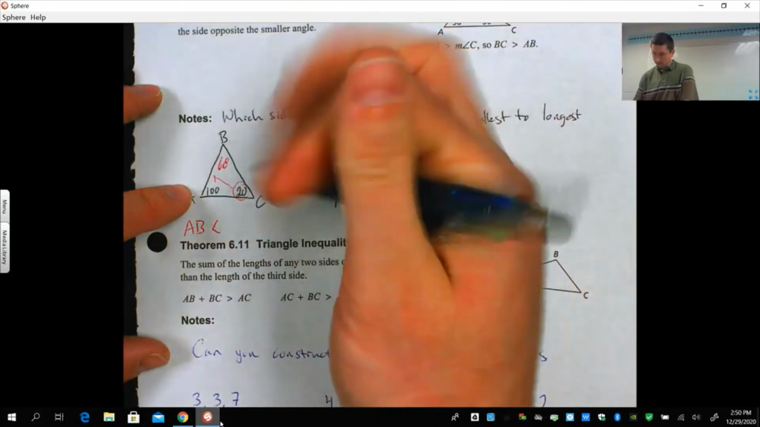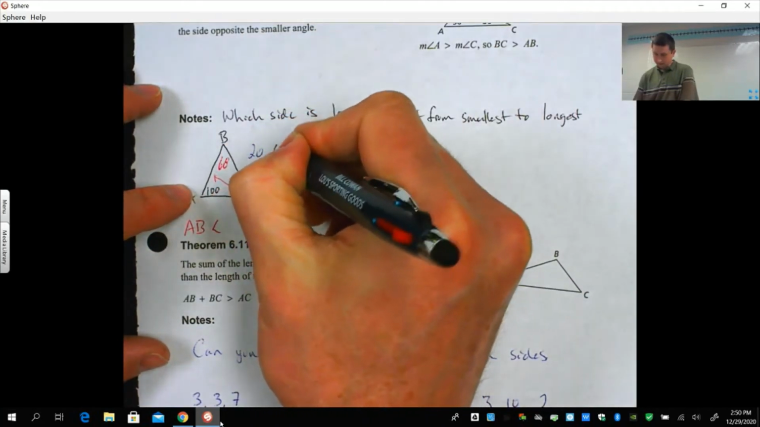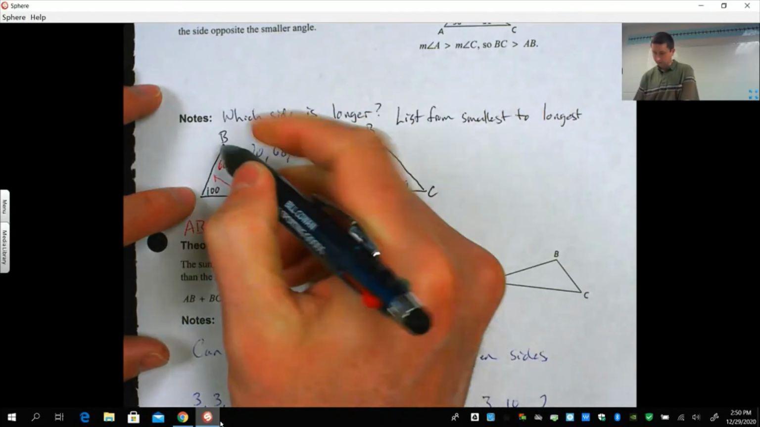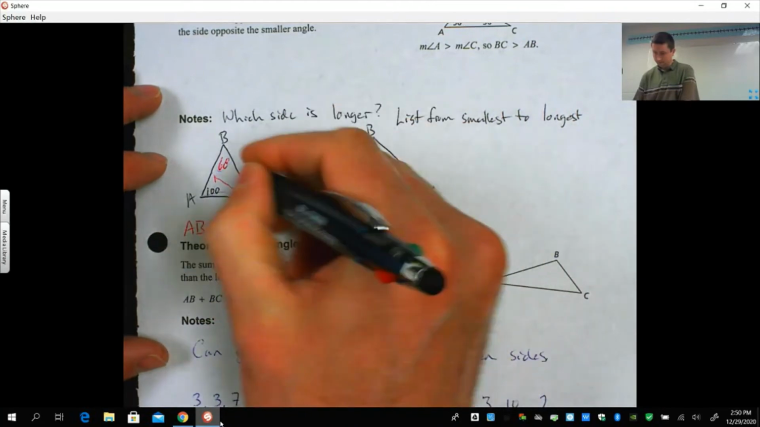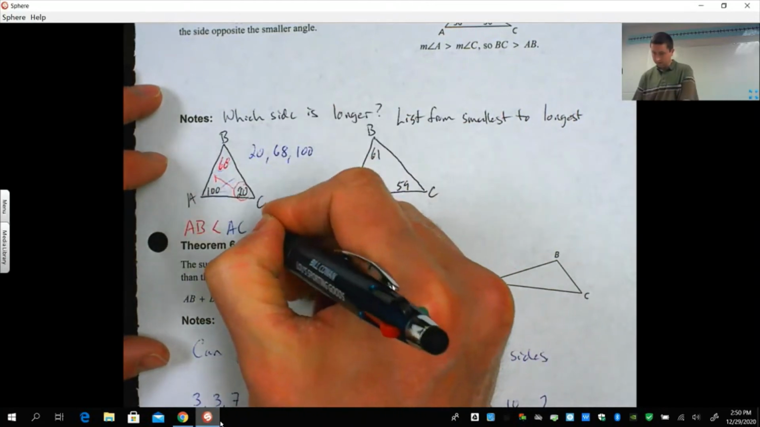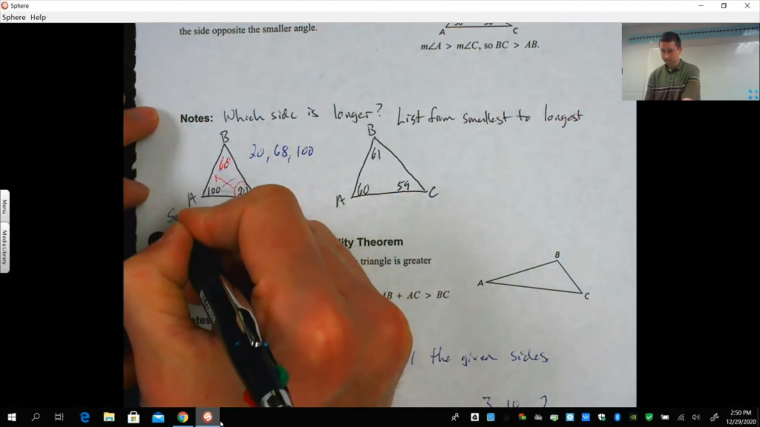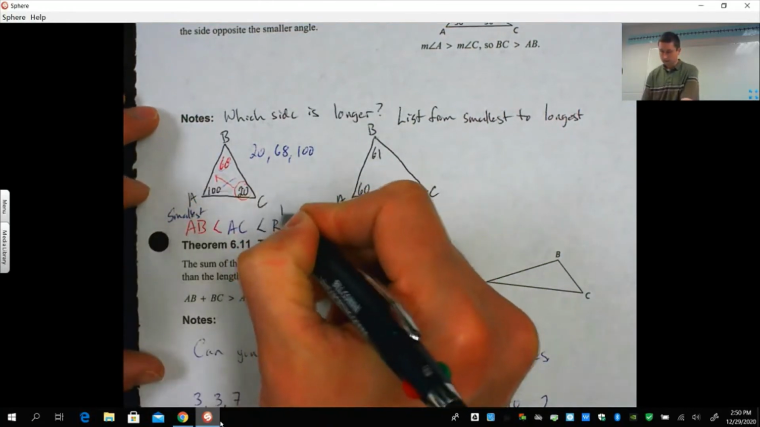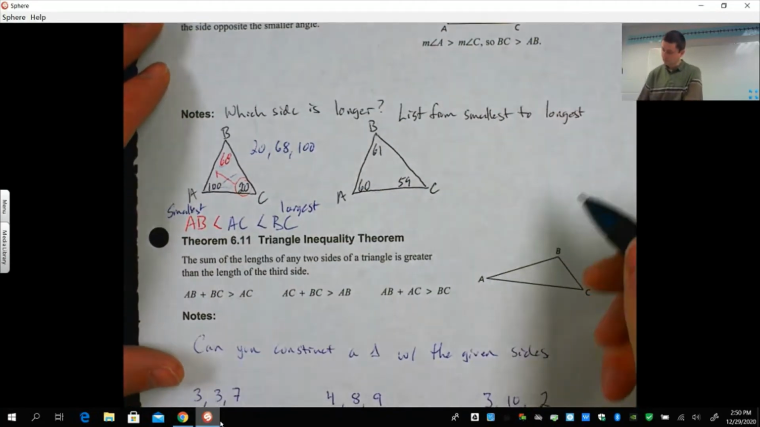Okay, here's 68. This is my next side. So 20, 68, 100. That's the order we're going in. So 20 goes to AB, 68 goes to AC, and then 100 goes to BC. So we'd say AB is the smallest, and this is the largest. AB is less than AC, which is less than BC.